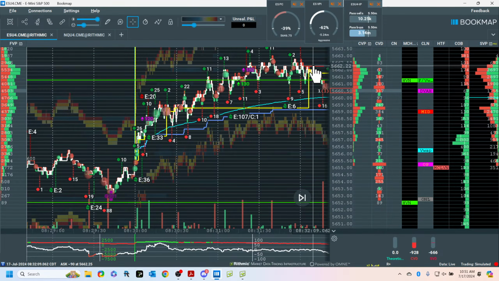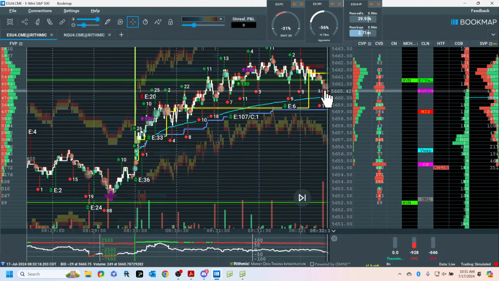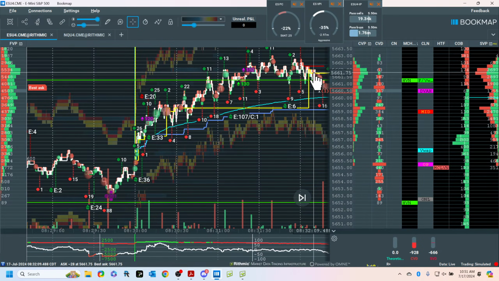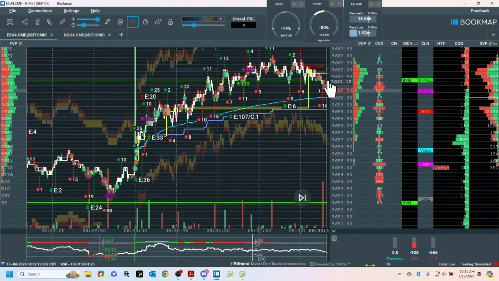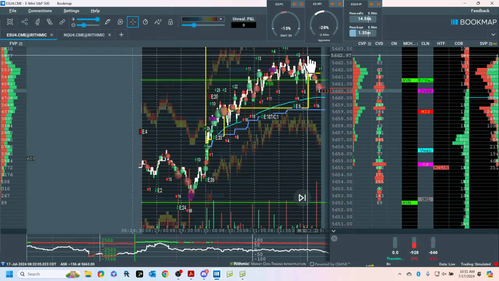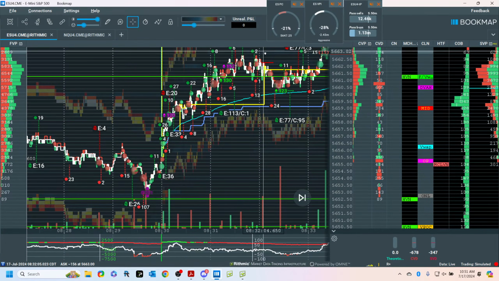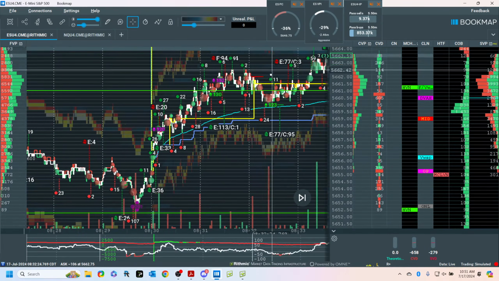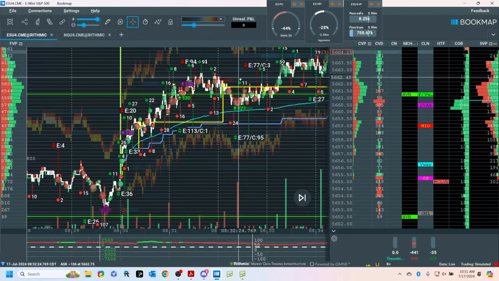VPOC migration. So right here, I break below this. There's a high volume node. So I'm looking at this. I'm saying this is a short. So right here, I put a short on, my stop is here. Just letting you know. I got stopped out. Okay. I took a stop. And I'm going, never mind what I'm going. I can't repeat it here.